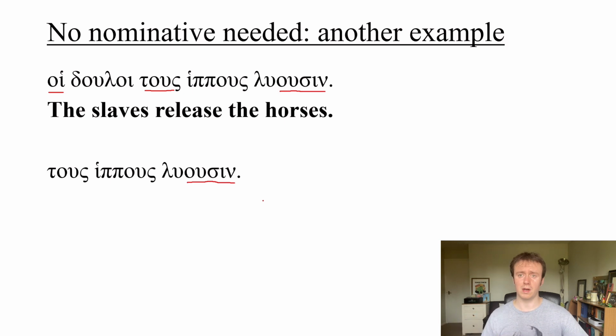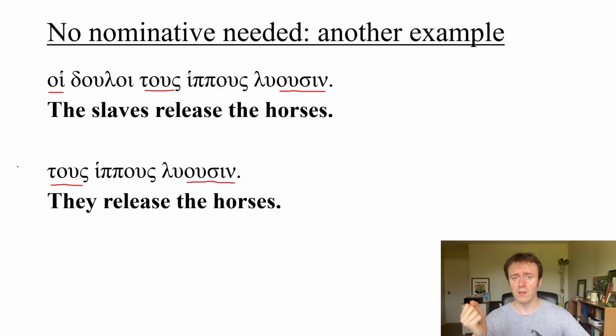We can only use the person ending there. The person ending doesn't confirm something that we can find elsewhere in the sentence. It's all we have to determine the subject, okay? Because tous hippos is accusative plural, as indicated by that masculine accusative plural definite article. You should definitely know your forms of the definite article by now. I've been banging on about it for long enough. But anyway, because we only have liuusin, meaning they release or they are releasing, and tous hippos, the horses, in the accusative plural, we can only translate the sentence either as they release the horses, or alternatively, they are releasing the horses.